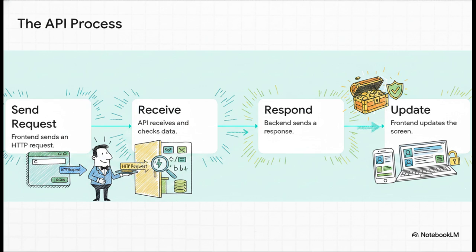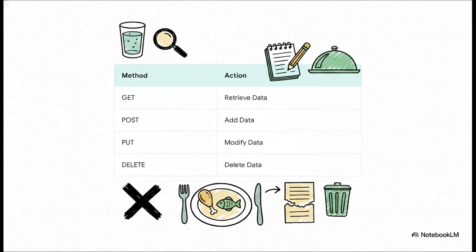Step 3, the back-end responds. If everything matches, it sends back a success message. Finally, step 4, the front end updates your screen, instantly logging you in and showing your personalized dashboard. Now, you might be wondering, how does our digital waiter know exactly what kind of action to take? Well, on the web, most APIs use specific HTTP methods.